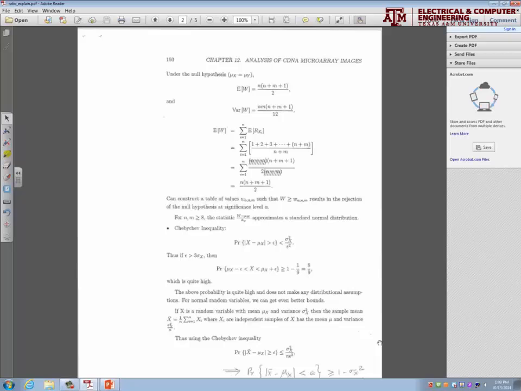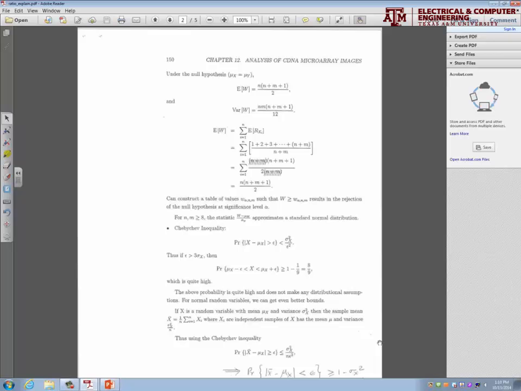So now you can construct a table of values of this statistic W, and this is a function of alpha, n and m. n and m are the two sample sizes, right? And if you look at a book on statistics, they will have these rank sum tables at the back.